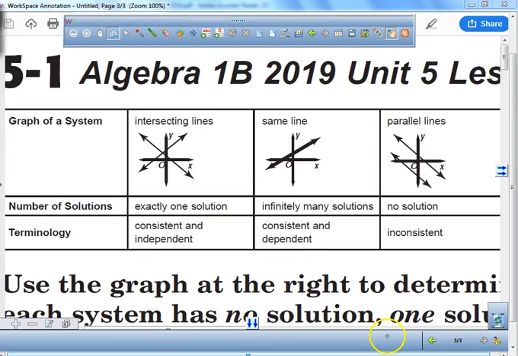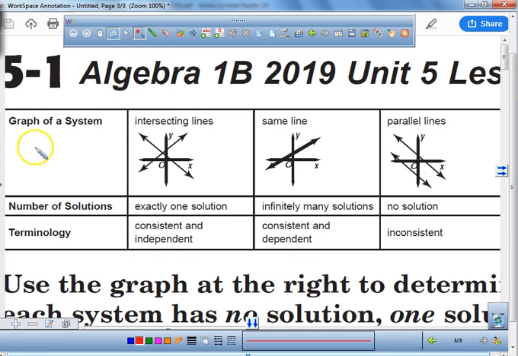All right, today we're going to be talking about graphing a system of equations, all right? Now, a system of equations is dealing with how many lines? More than one. We're going to be dealing with 2 lines. Now, there are 3 things that can happen with 2 lines. What's happening with these 2 lines right there? They are crossing.